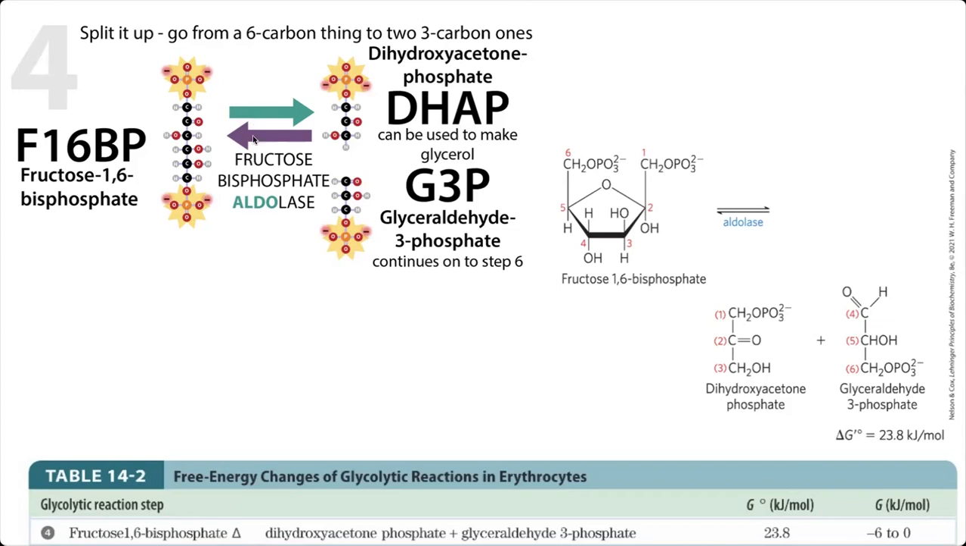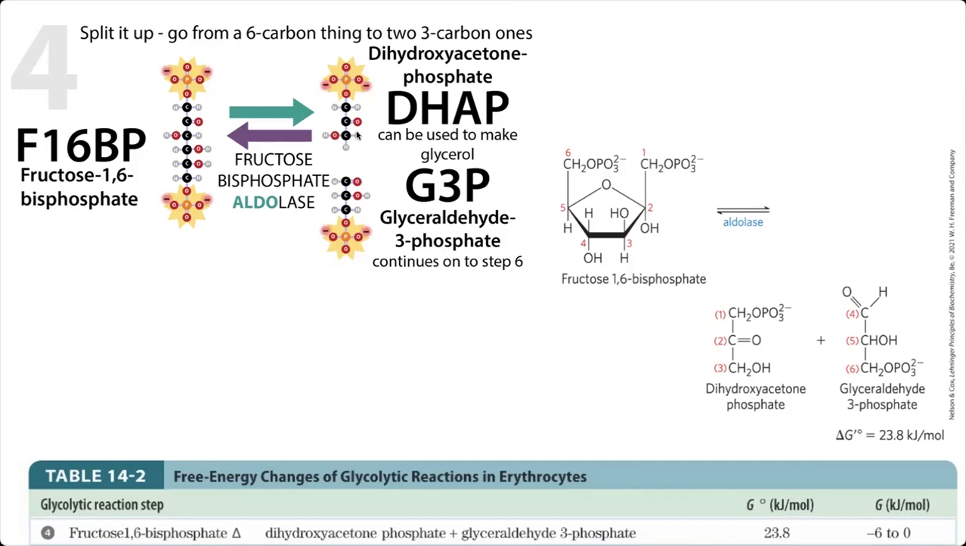Fructose bisphosphate aldolase, more commonly just referred to as aldolase, is going to be able to break this F16BP, this fructose 1,6-bisphosphate, into these two 3-carbon compounds. One of the compounds I just mentioned was dihydroxyacetone phosphate, or DHAP, and the other is going to be glyceraldehyde 3-phosphate, or G3P. It's this G3P that's actually going to continue on in the pathway, but we'll see next that DHAP can actually be converted into it.